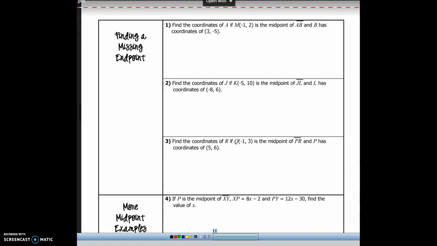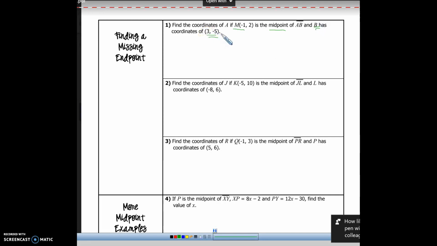Okay, guys, the back of your notes are a little different. Instead of finding the midpoint like we just did on the front, on number 1 here it says find the coordinates of A if M is (-1, 2). M is actually our midpoint here. They give us our midpoint this time of AB, and then B has a coordinate of (3, -5).